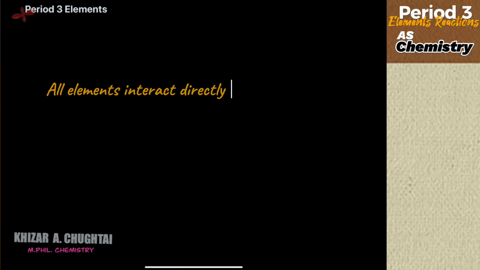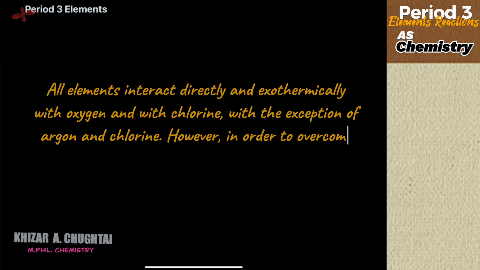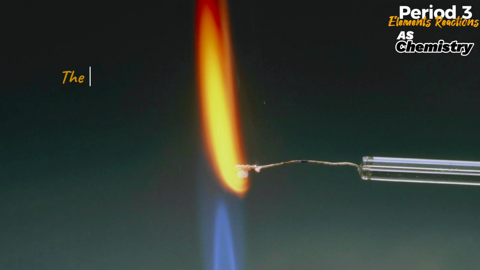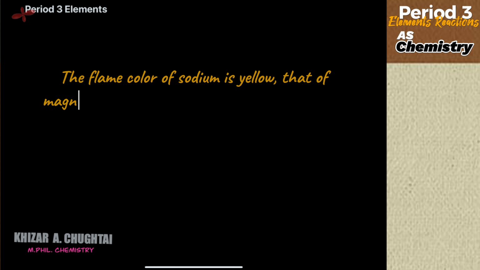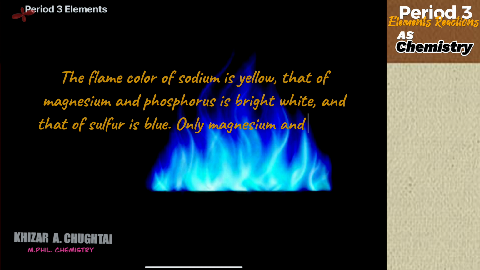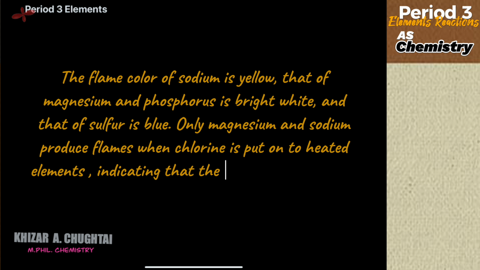Let's jump into it. All period 3 elements interact directly and exothermically with oxygen and with chlorine, except argon and chlorine itself. However, in order to overcome the energy barrier for this reaction, they frequently require significant initial heating. So heating is the essential condition for these sorts of reactions. The flame color of sodium is yellow, that of magnesium and phosphorus is bright white, and of sulfur is blue. Only magnesium and sodium produce flame when chlorine is allowed to react with these elements. This indicates that the reactions are slightly less vigorous.